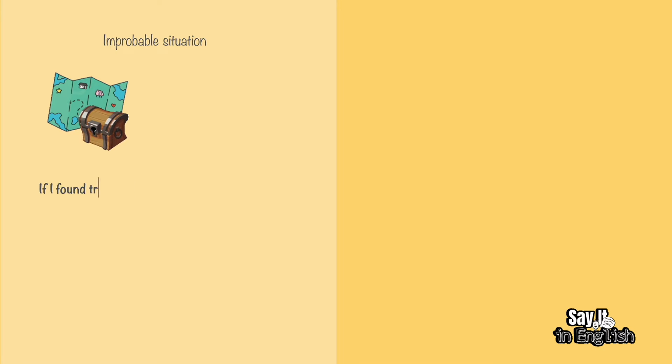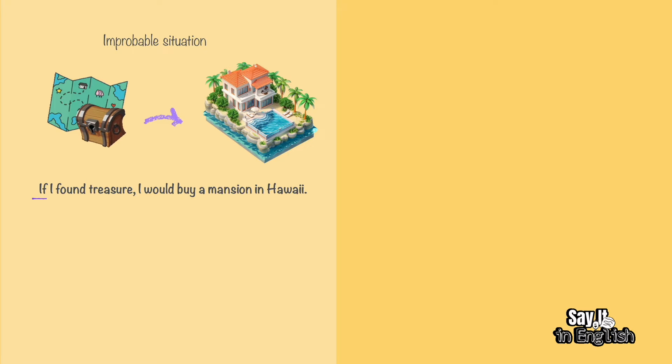An example of an improbable situation is, if I found treasure, I would buy a mansion in Hawaii. Finding treasure is possible but highly unlikely due to the low odds, so the outcome of buying a mansion would probably never happen.